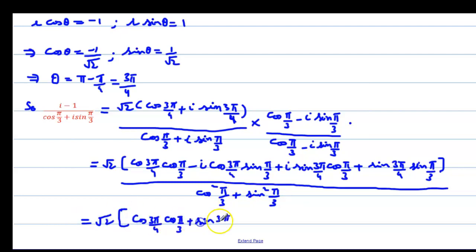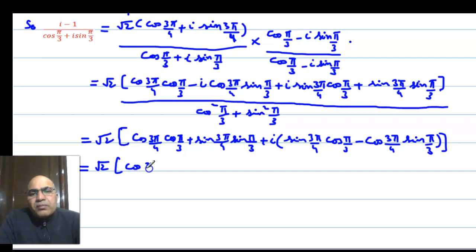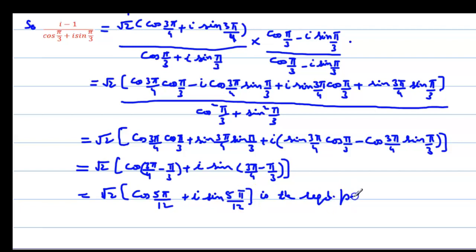So the expression equals root 2 times cos 3 pi by 4 minus pi by 3, using the formula cos A minus B equals cos A cos B plus sin A sin B. Similarly, iota times sin 3 pi by 4 minus pi by 3, which is equal to root 2 times cos 5 pi by 12 plus iota sin 5 pi by 12, which is the required Euler form.